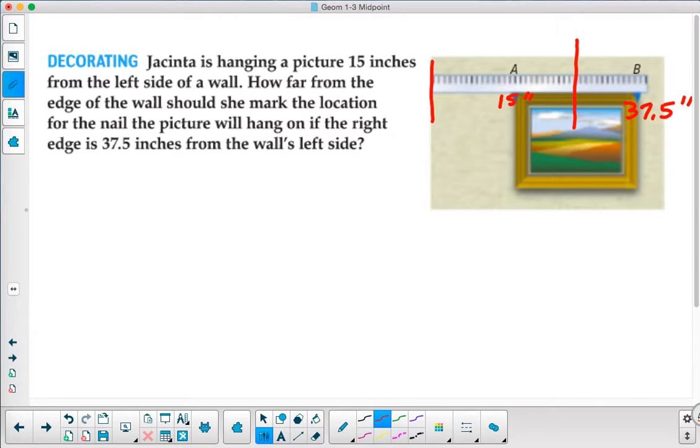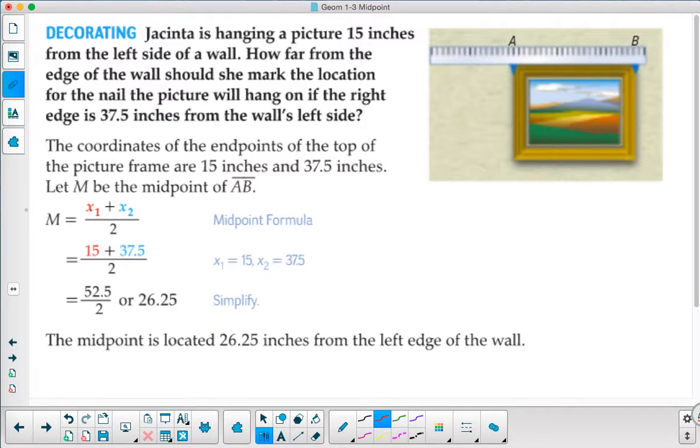Okay, as far as solutions, this one is using what's called the midpoint formula. It's taking the 15 and the 37.5 and averaging those together, add them and divide by 2, and that gives you the number that's exactly in between, which would be 26.25, and in terms of inches, 26.25 inches from the left. That would be your answer.